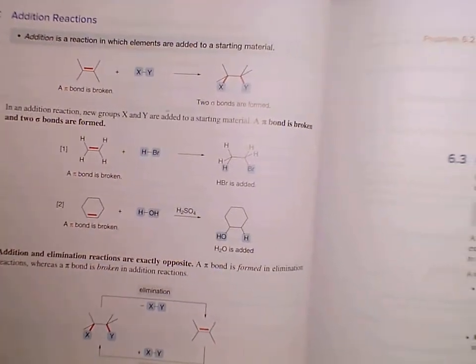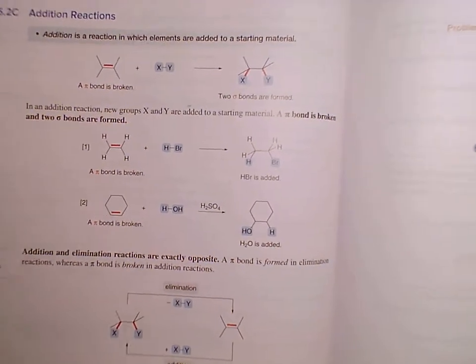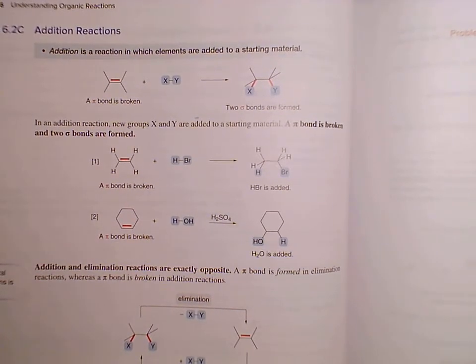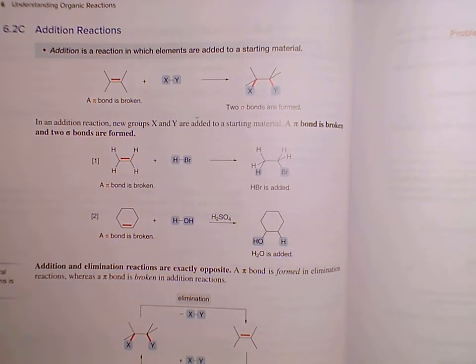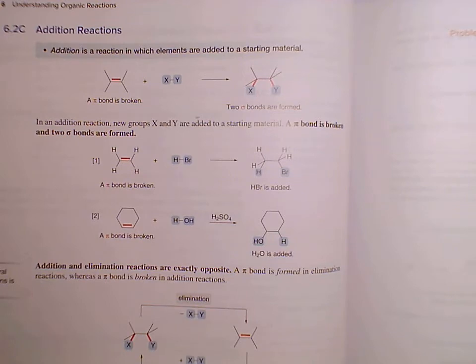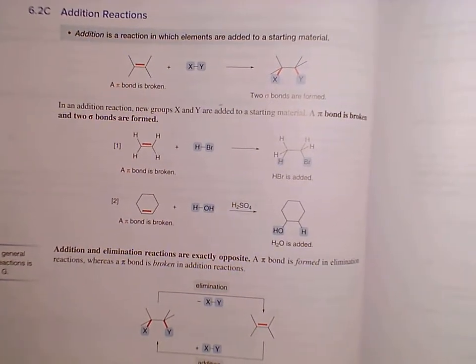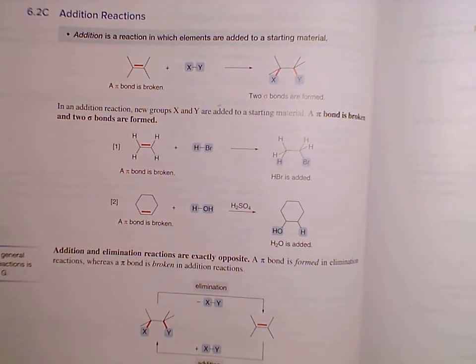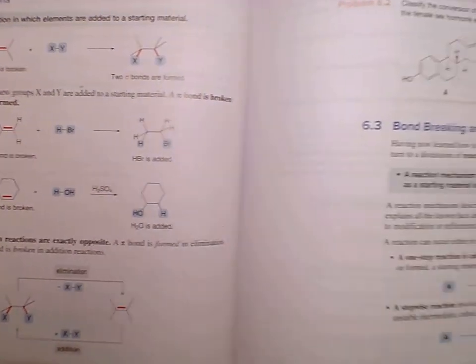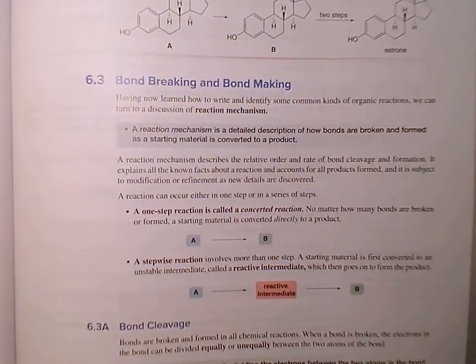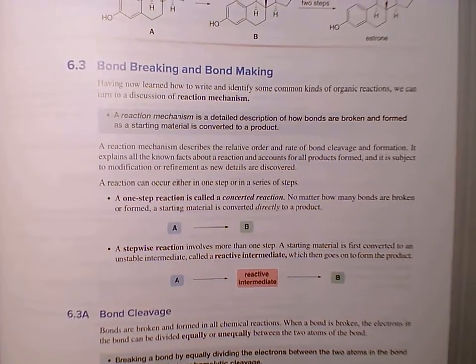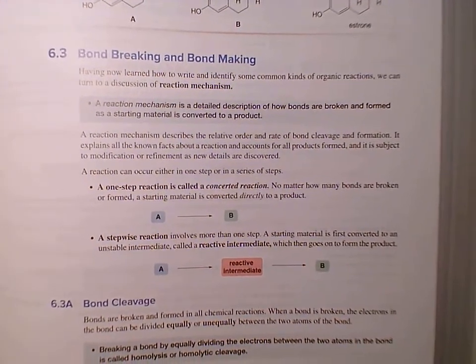Let's see. And those are the main types of reactions we're going to look at, including our acid-base reactions that we talked about in Chapter 2. That makes up the bulk of organic reactions: addition, elimination, substitution, acid-base. All right, now let's look at bond breaking and bond making, and we're getting closer to stuff that we've already heard before.